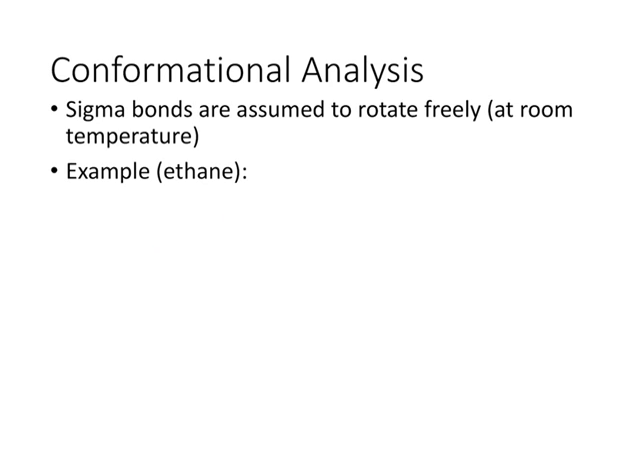So again, sigma bonds are assumed to rotate freely at room temperature. And one example is the molecule ethane. So let's draw a side view of the molecule ethane. So remember, eth tells us that we have 2 carbons, and ane, the ending, tells us that we have all single bonds.